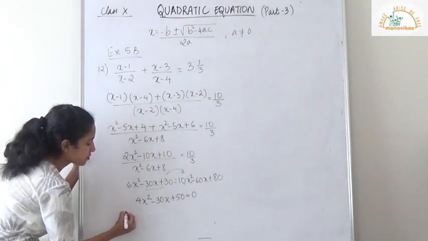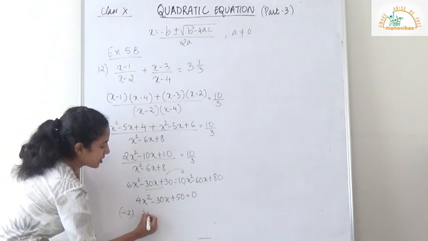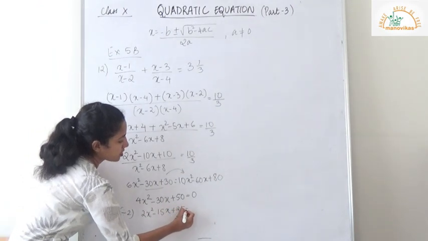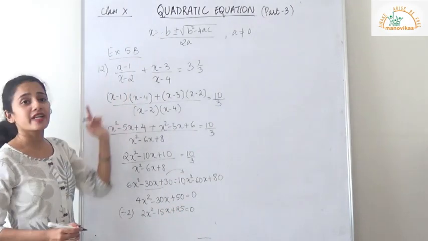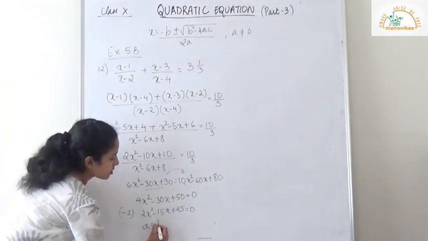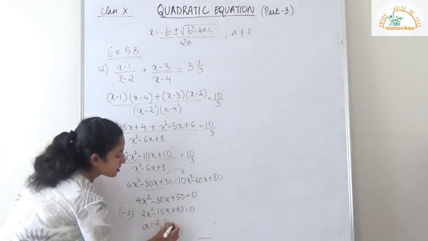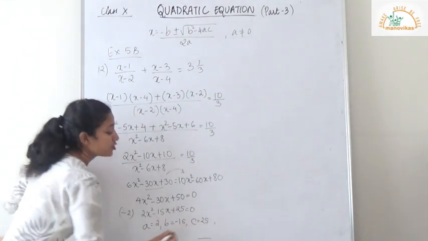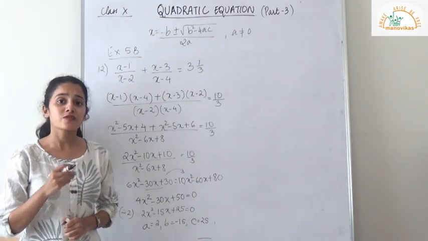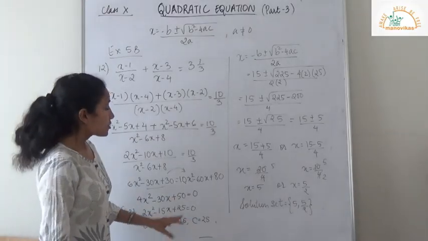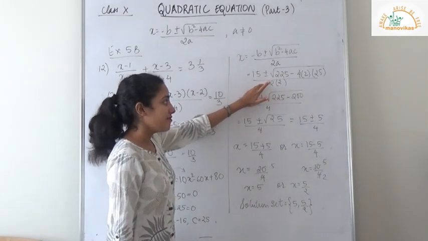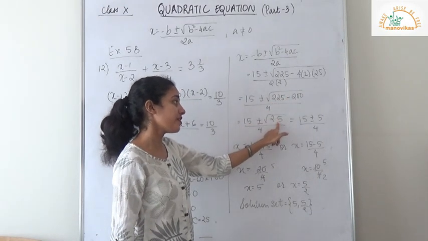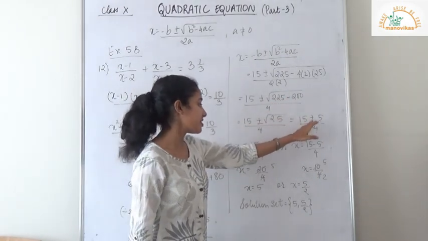Here you can divide throughout by 2 and you have 2x square minus 15x plus 25 equal to 0. And now you use the quadratic formula for which a is equal to 2, b is equal to minus 15 and c is equal to 25. You can pause the video here and try to do this problem by yourself. So using the quadratic formula, you substitute the values. When you find the discriminant here, you see that by subtracting you get 25, which is nothing but the square root of 5 itself.